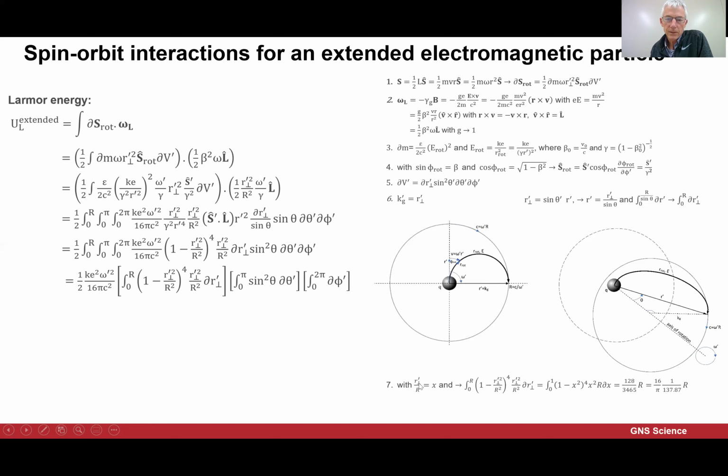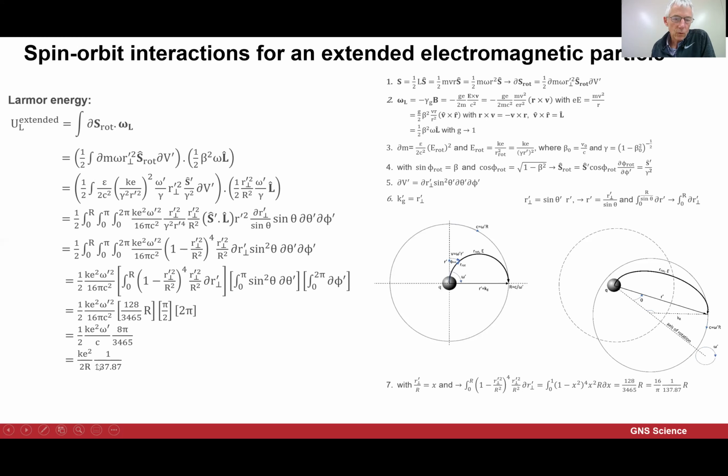So the perpendicular radius over the maximum radius, if we assign that to x, then we can change this integration to this form here, and this readily integrates to 128 over 3,465 times the maximum radius. And we can convert that fraction to this form here, so our total expression now comes out to be this term here.